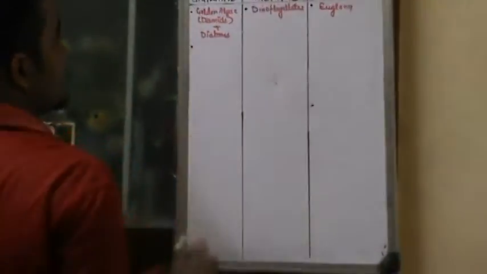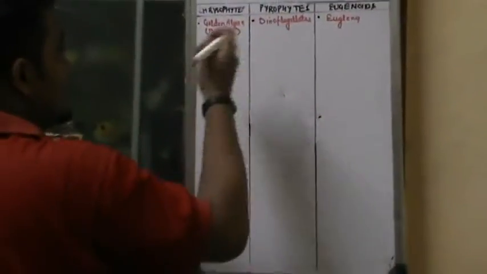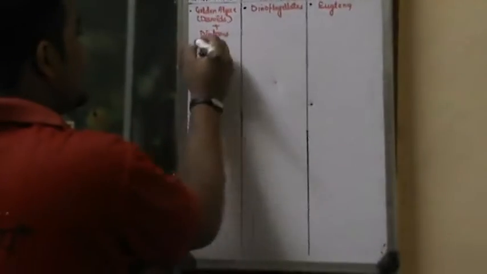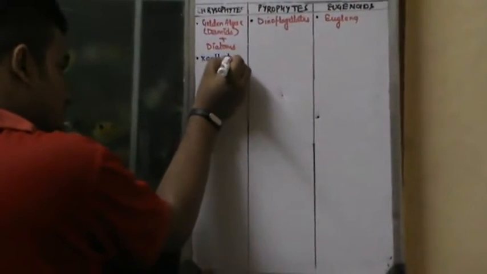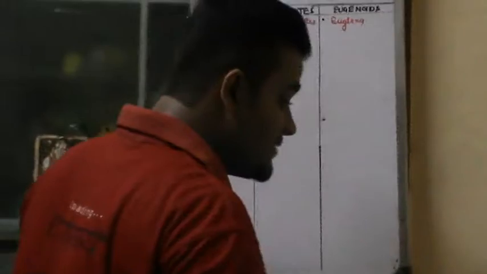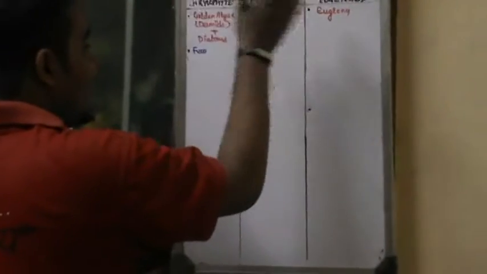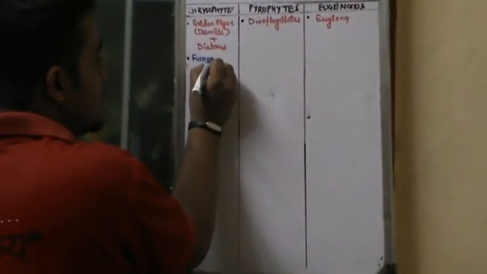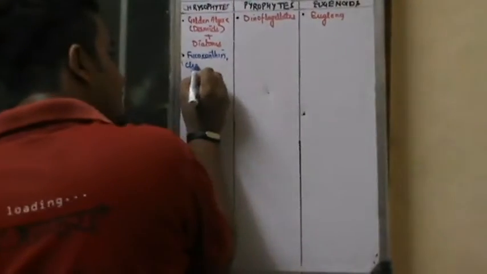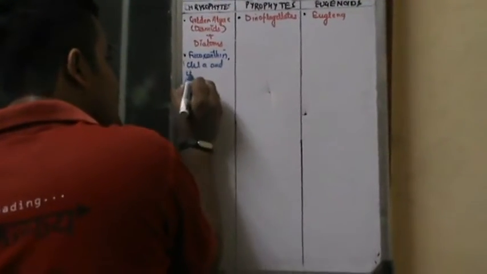Other than this, the second point is the pigments that are present. Chrysophytes have xanthophyll as the major pigment. If you stick to NCERT exemplar, remember that fucoxanthin, a kind of xanthophyll, is present in chrysophytes. Along with this, the other pigments may be chlorophyll A and chlorophyll C, along with carotenoids. These will be the major pigments.